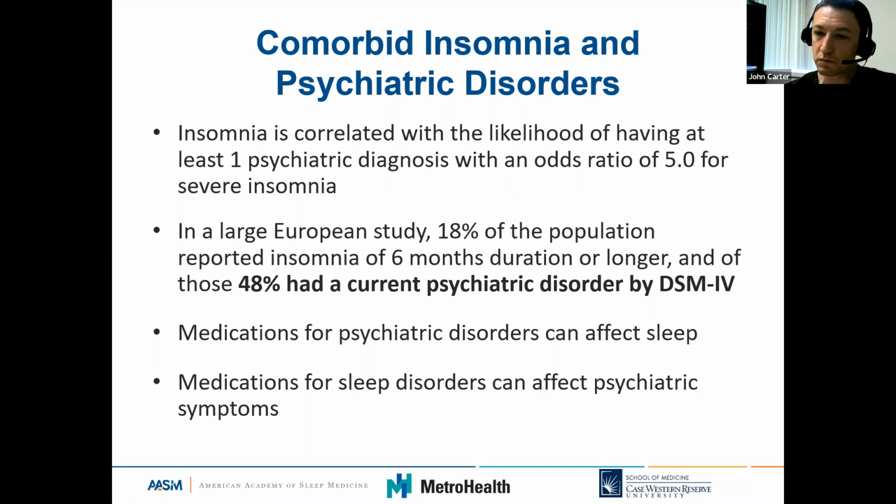psychiatric diagnosis. One of the largest studies of tens of thousands of people in Europe showed fully 18% of that population had chronic insomnia. This was a relatively enriched population for medical complaints and so on. And of those people, nearly half had a current psychiatric disorder by, at the time, DSM-4 criteria. And to make matters more complicated, medications that are used for psychiatric disorders can affect sleep both positively and negatively. And some of the medications used for sleep disorders can impact psychiatric symptoms.